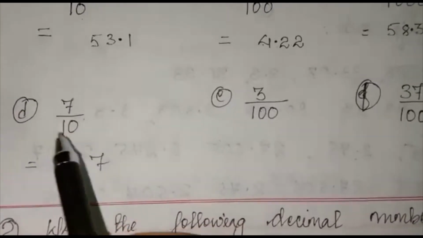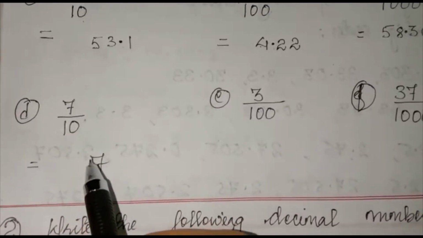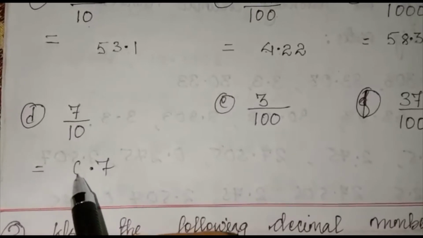Now next is 7 by 10. So we have 1 zero, so you have to give the point in front of one number here. So before the decimal we can add here 0.